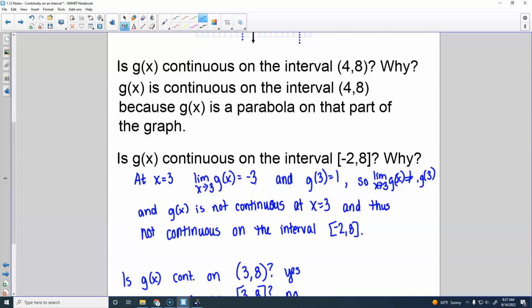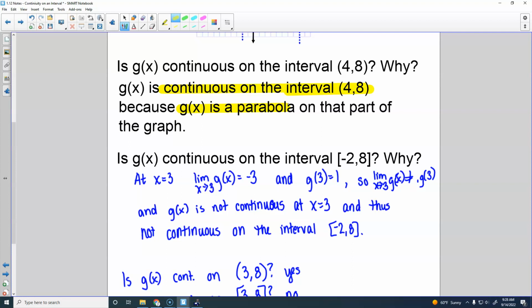As long as you have the essential information, you might do it in a little bit different order. To highlight that, your essential information for the first one is that you have to include that it is continuous on that interval. You have to say that at some point, and you have to say it's because G of X is a parabola. If you say G of X is a parabola on this interval, therefore G is continuous on this interval, that's fine. If you word it a little bit differently, that's okay.